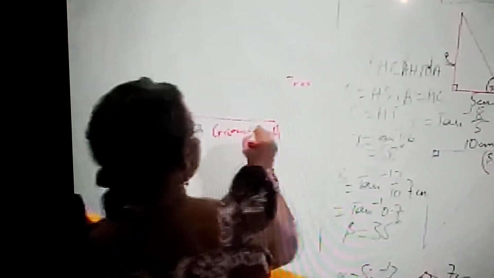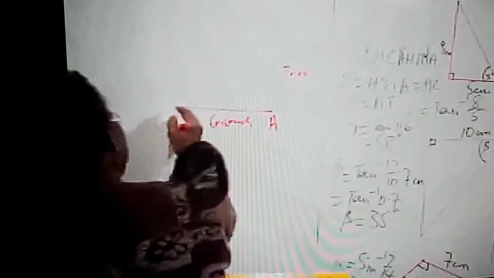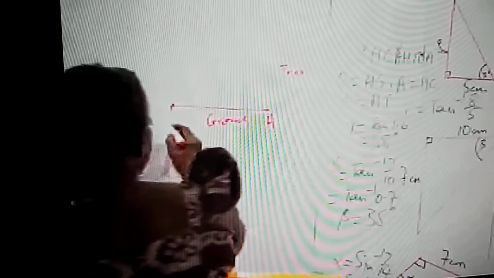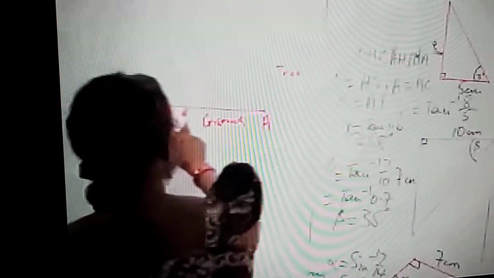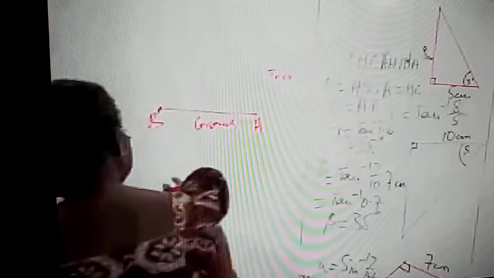So if this is the foot of the tree, the boy is on a horizontal level. So this is the tree, the ground. And the boy is probably standing somewhere there. Let's call that B. And the distance between the boy and A is supposed to be what? 20 meters.